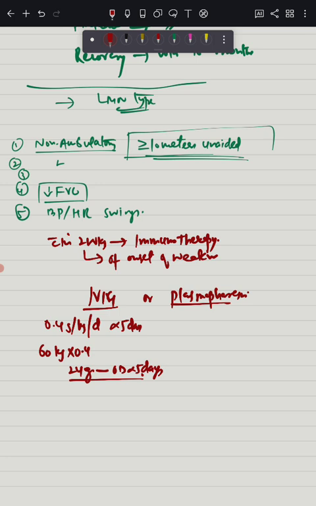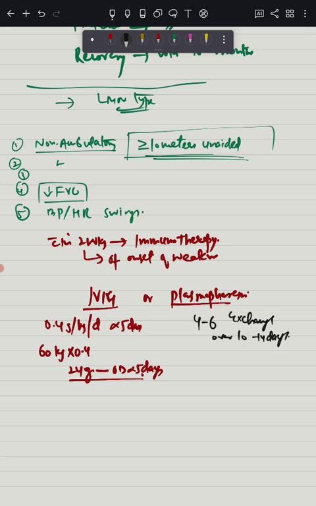Plasmapheresis you have to give around 4 to 6 exchanges over 10 to 14 days, and it is to be given within 2 weeks of onset. It needs a catheter and setup, but is less commonly used.